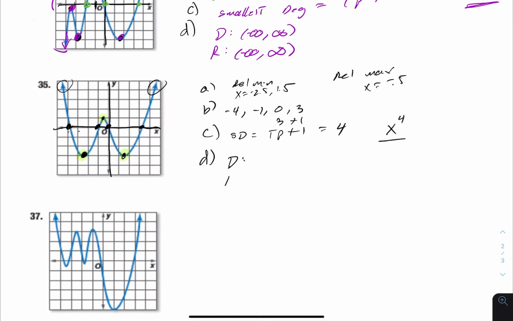Domain and range. Domain, farthest left is negative infinity. Farthest right is infinity. Range, my lowest is 1, 2, 3, -3, bracket. My highest is infinity.